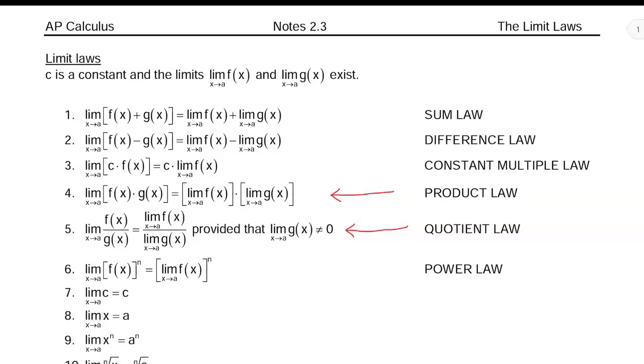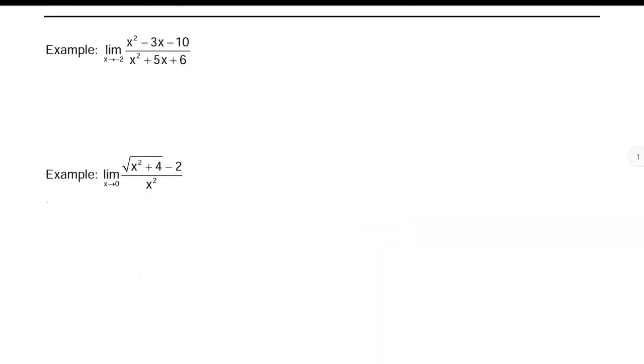So I leave these to you to remember. Let's look at an example. I have the limit as x approaches -2 of this expression, and your first thought should be to substitute -2 in wherever there's an x. So if I do that, I'm going to get -2 squared minus 3 times -2 minus 10 over -2 squared plus 5 times -2 plus 6. You end up getting a 0 on the top and a 0 on the bottom.